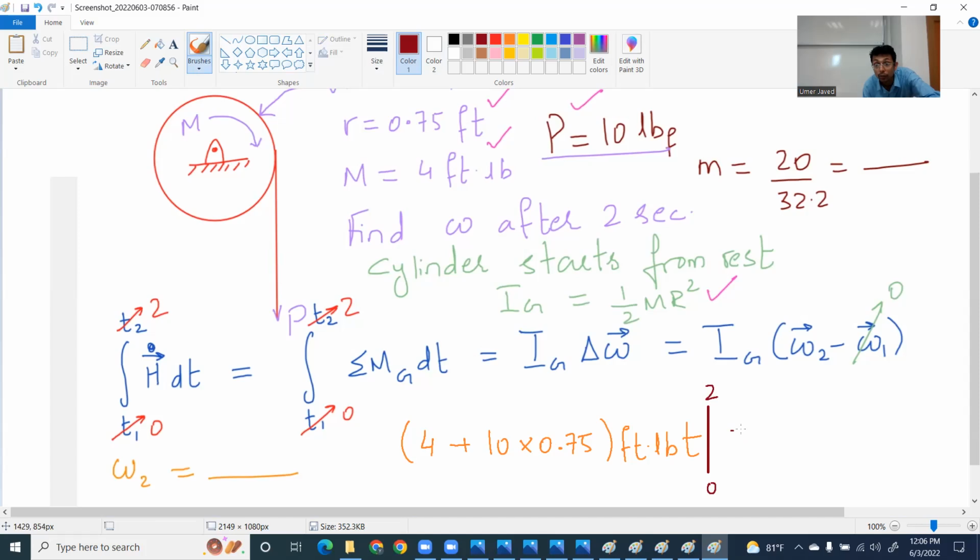and then I have equal to, let me use a purple color or whatever. What is the I_G value? It is given to me as half, mass is 20 over 32.2, because I think it was the weight, if I remember, multiplied by radius 0.75 squared, into omega 2 minus 0. Then omega 2 comes out, whatever you told me, 133, right? Yeah, 136.